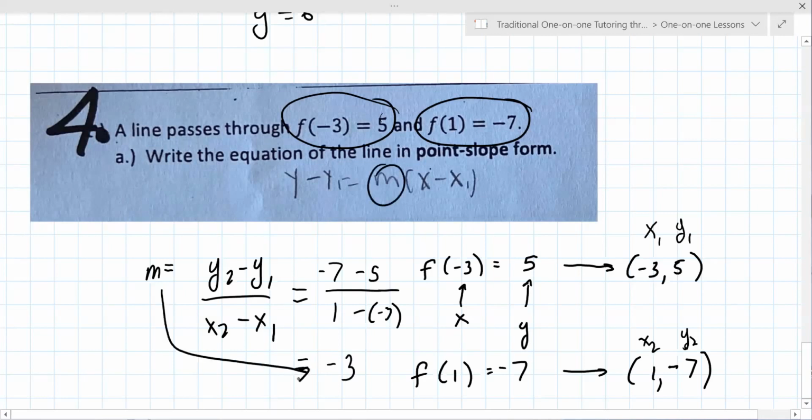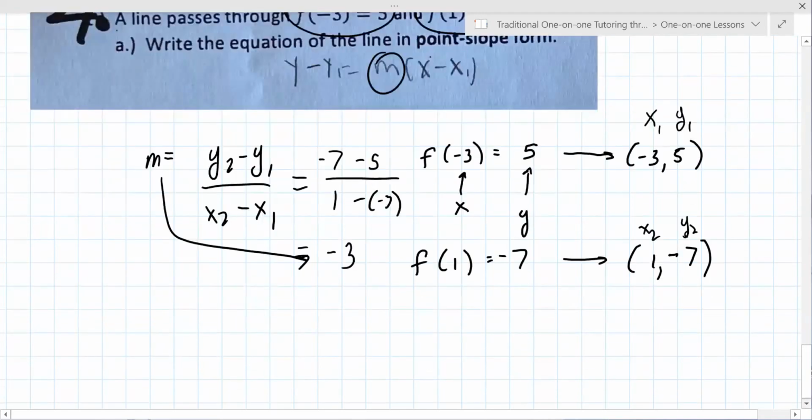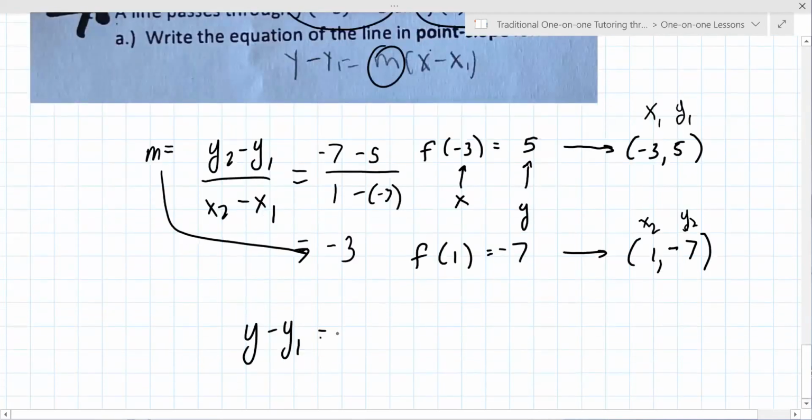Okay, you have your M. Now you actually get to choose which ordered pair you want to use. You can use either the first ordered pair or the second ordered pair, but you've got to choose one, and you're going to write them into this equation. So which one do you want to choose, the top one or the bottom one? I'll do -3 and 5.